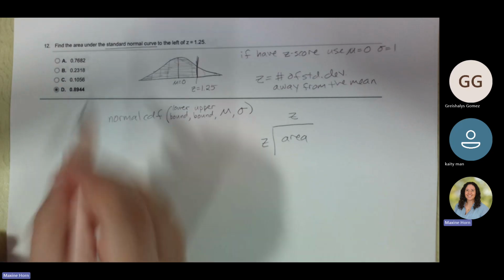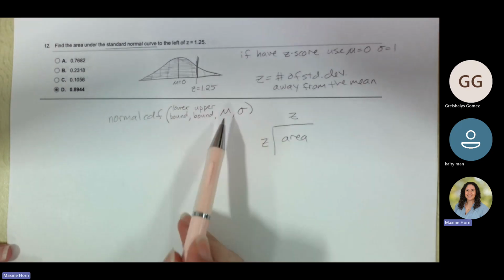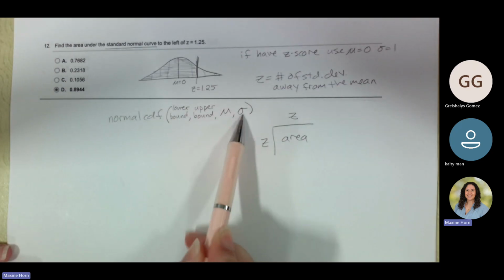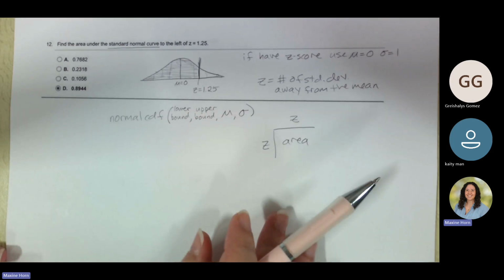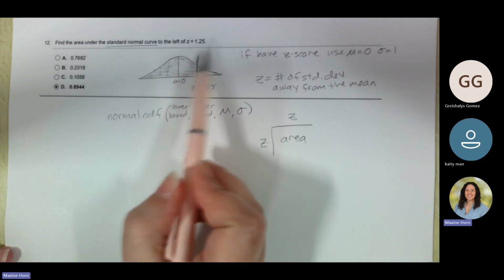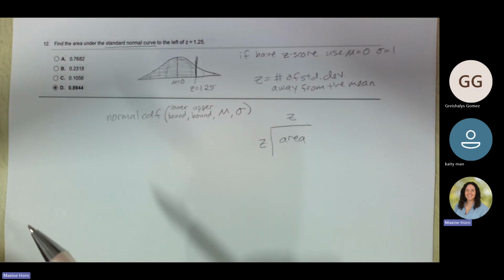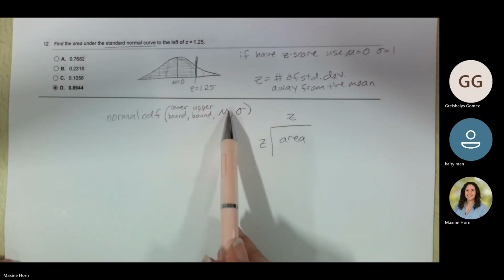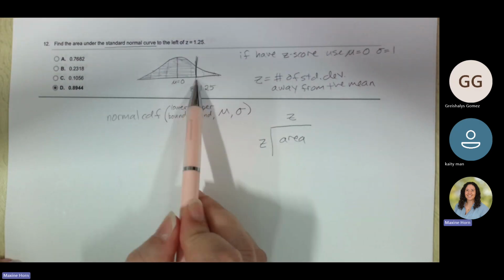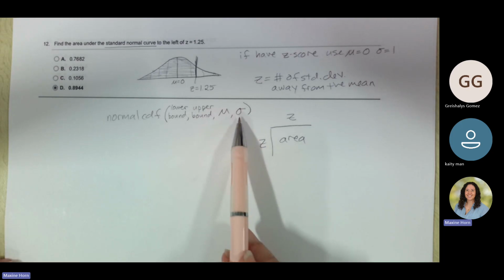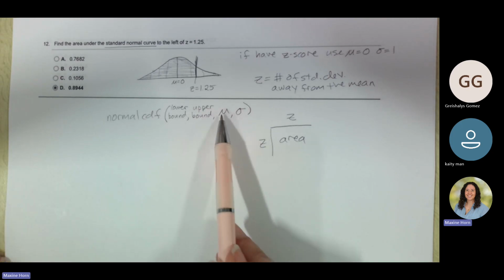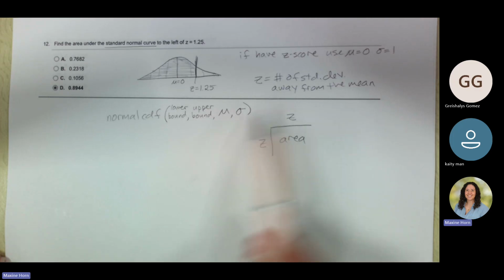So again, if you just have a standard normal curve, your mean is 0, your standard deviation is 1. It's not always going to be a standard normal curve. Or if instead of using z-scores, you're using x values, then you would need to put in whatever your mean and your standard deviation are. If you don't have those x values, your mean is 0, your standard deviation is 1. We talked about that there.